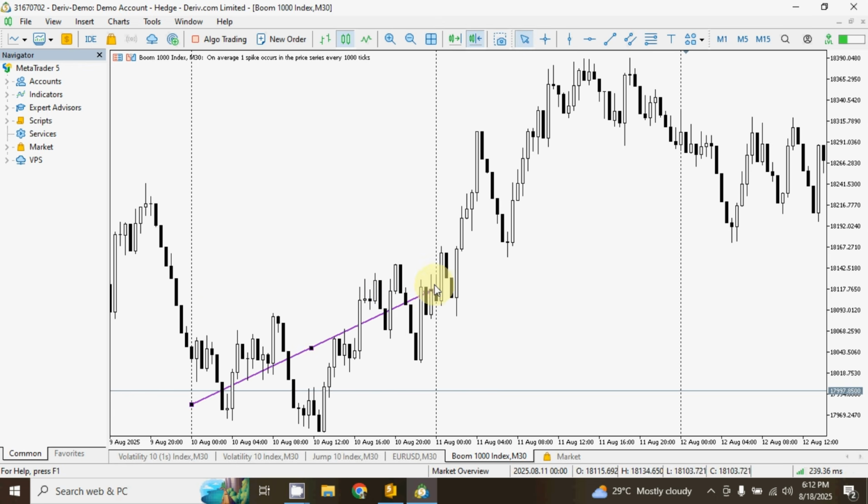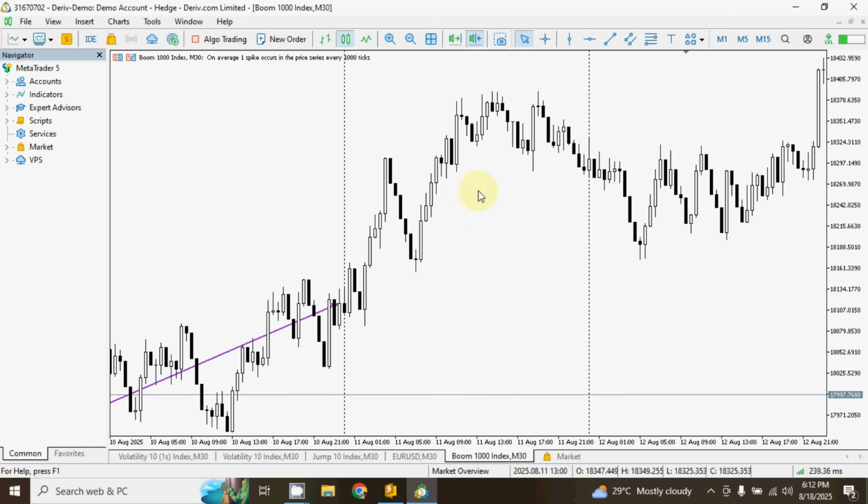Now, the next thing we will do, let's say this was the previous day. Now, this is the current day. So let's place a vertical line here to mark the current day. After this current day, we are also sure that this is the 30 minutes time frame. The next thing we are going to do is to wait for the first two consecutive bearish candles.